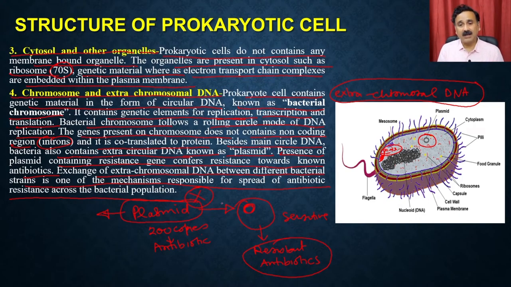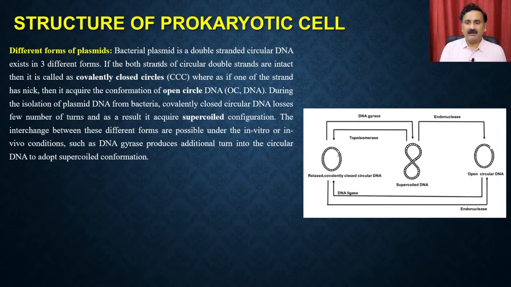And that is one of the mechanisms through which bacteria acquire resistance, and they acquire the resistance very fast because of the exchange of plasmid material. And that's why it is important to study plasmids. So a plasmid is a circular DNA, and there are different forms of plasmids that are present when you are treating plasmids in different ways.